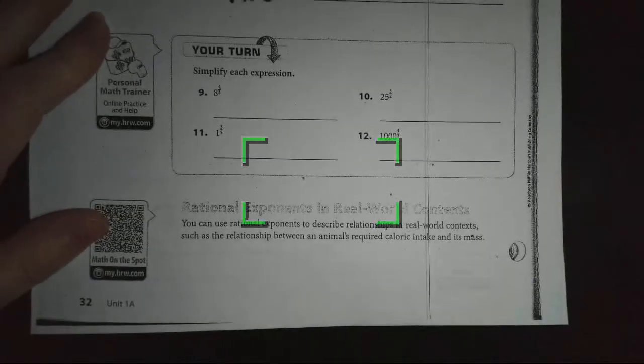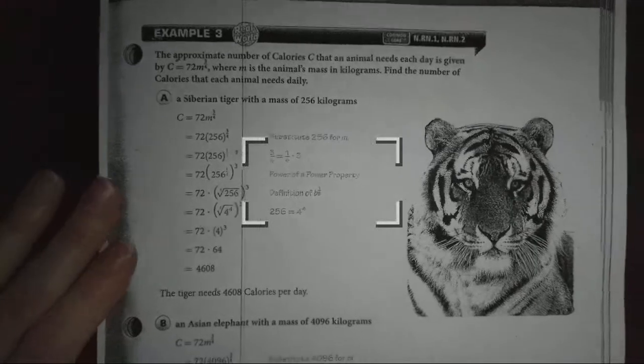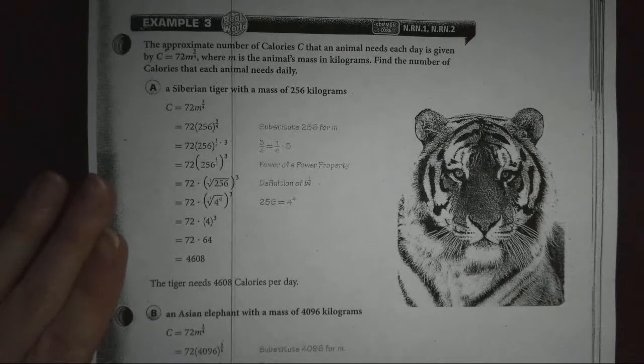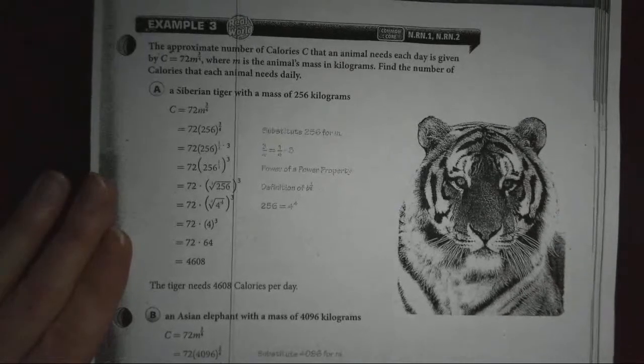And finally, we're going to talk about rational exponents in real-world contexts. So we can use rational exponents to describe relationships in real-world contexts, such as the relationship between an animal's required caloric intake and its mass. That is what example 3 is all about. It says the approximate number of calories, C, that an animal needs each day is given by C equals 72 times m to the 3/4 power. M is the animal's mass in kilograms. Find the number of calories that each animal needs daily.